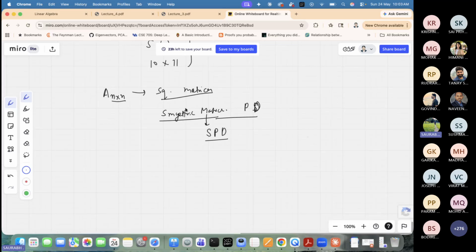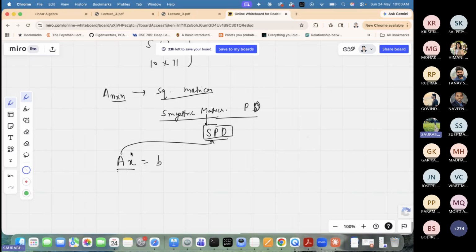So symmetric matrices, or symmetric positive definite matrices, SPD matrices. These matrices appear when you are solving an equation like Ax = b, such that A is a symmetric positive definite matrix, where the determinant of A is greater than 0, or the eigenvalues of A are all positive. You call them symmetric positive definite matrices.